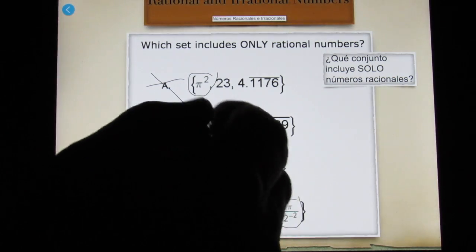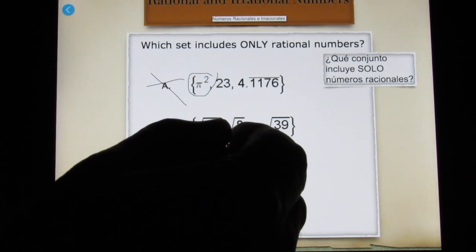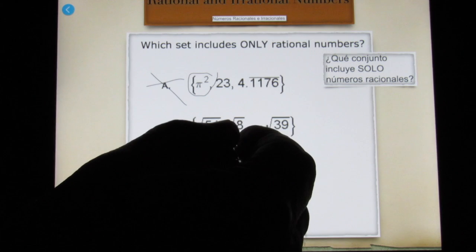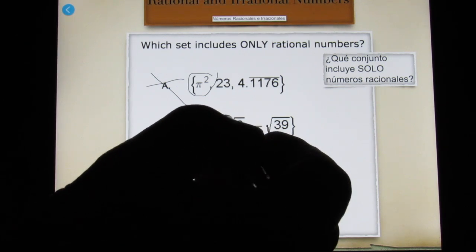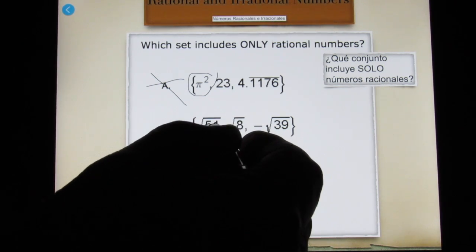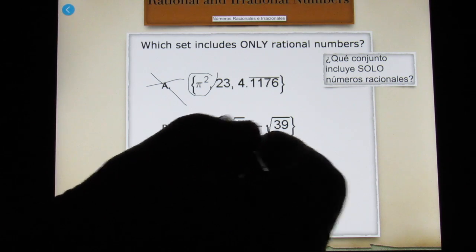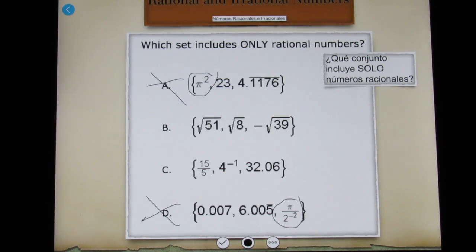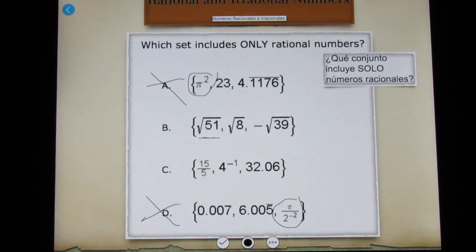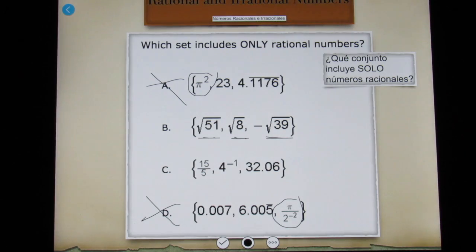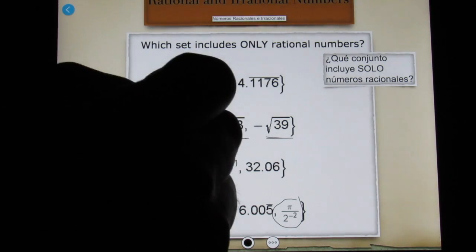Again, in a radical sign, if I do not know, like the square root of 25 I knew was 5, the square root of 9 I know is 3, but the square root of 51 I don't know, so I would have to put that in a calculator and it will give me decimals forever and it will never ever repeat a pattern, so that one I don't know. The square root of 8 I do not know and would give me decimals forever. The square root of 39 I do not know. All of those are irrational numbers.